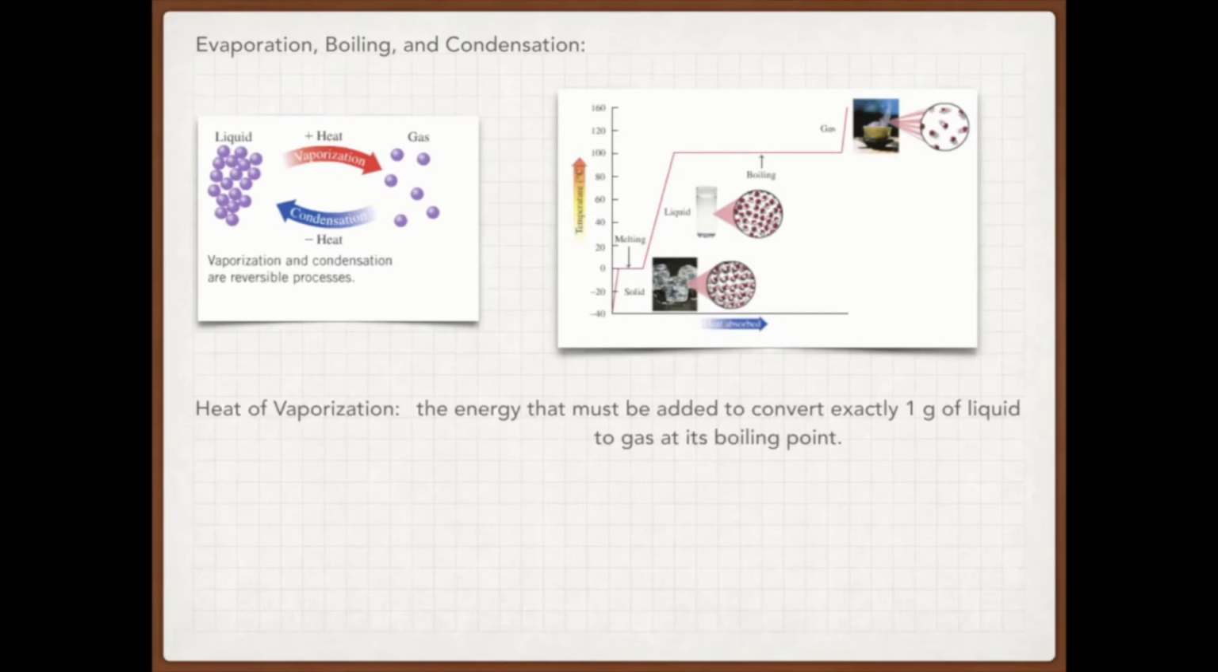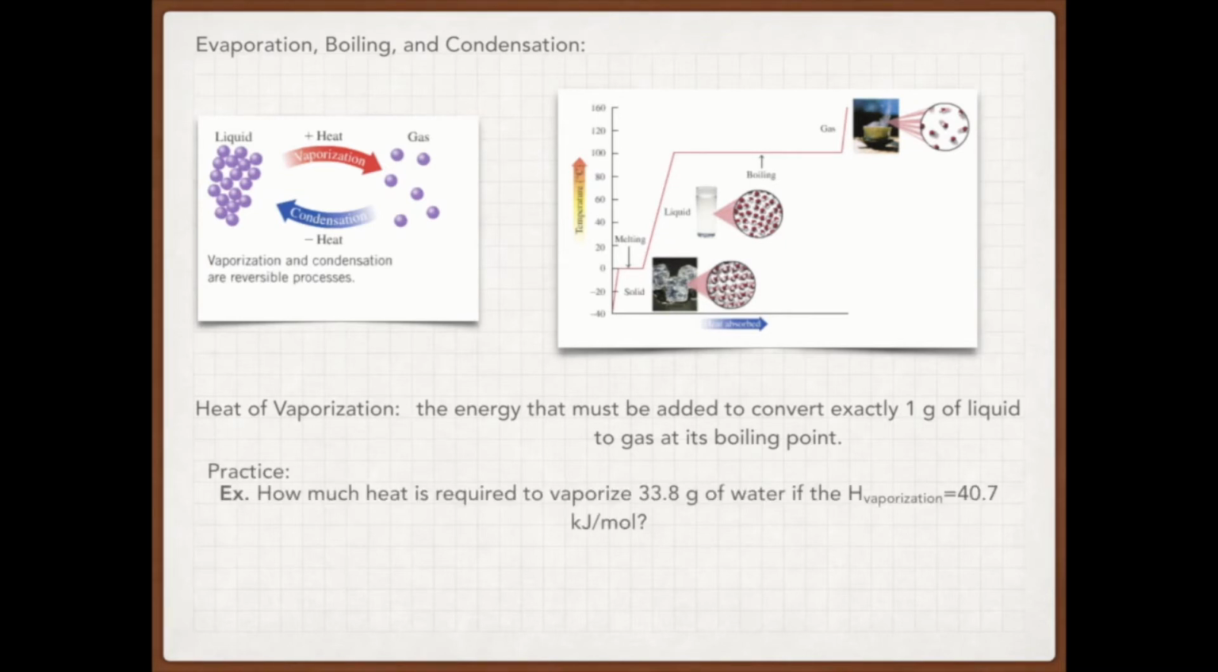Let's actually calculate this. We need to use the heat of vaporization for this. And so the heat of vaporization is the energy that must be added to convert 1 gram of liquid to a gas at your boiling point. I like the heating curve because you can actually see these processes. That plateau at the very top, that is the heat of vaporization.